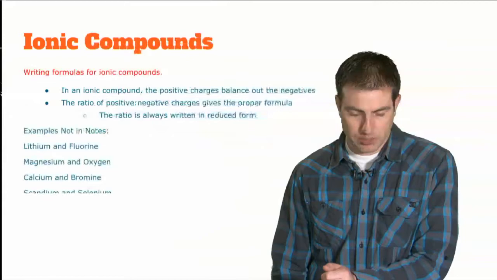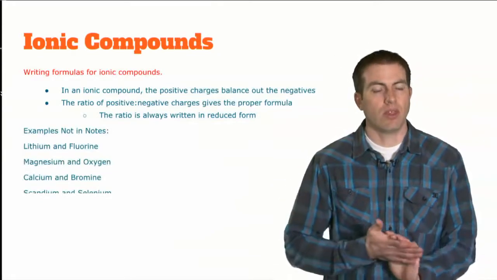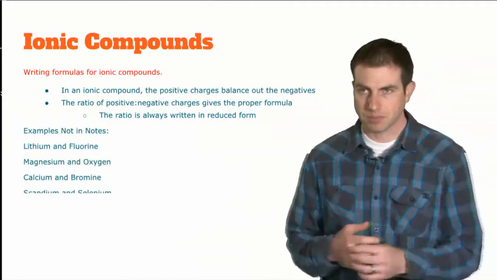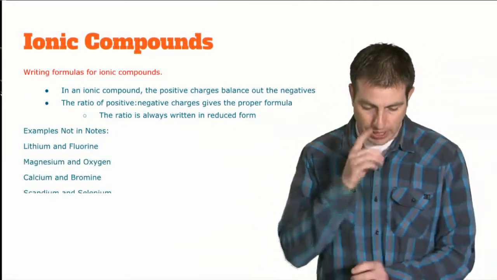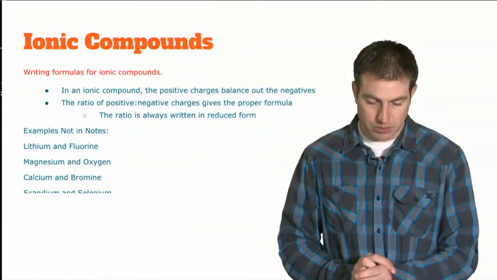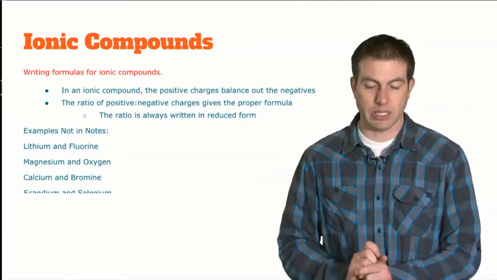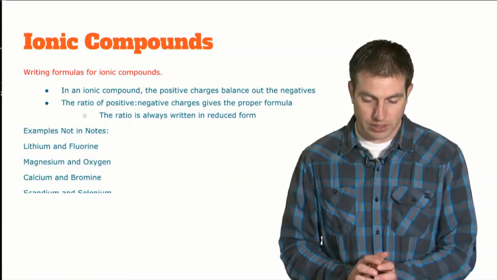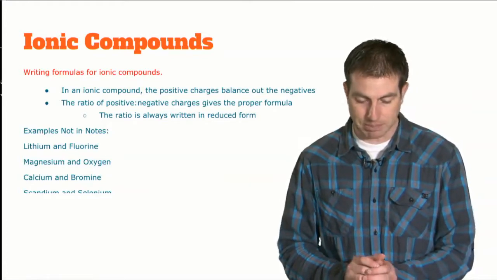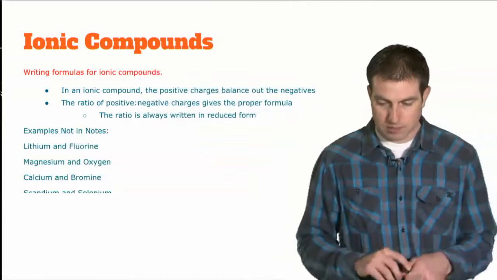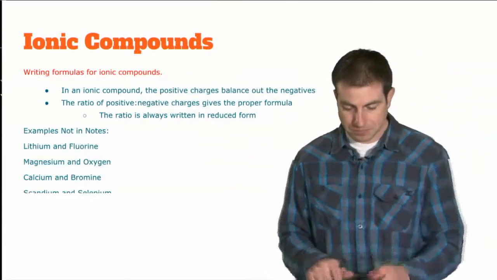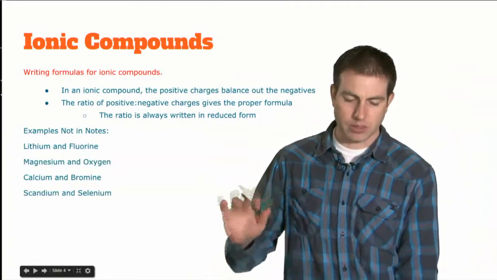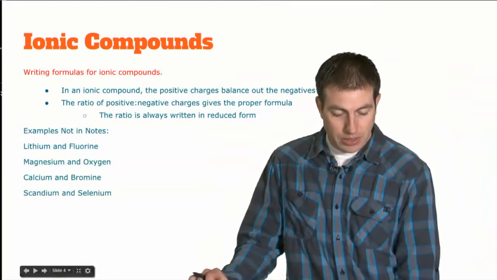I'm gonna go back here. There were some examples that I didn't do that are not in your notes that I want to do, just so we're on the right track. There are 4 examples here. I guess we just did magnesium and oxygen, so we don't have to do that one. So lithium and fluorine, calcium and bromine, scandium and selenium. So let's look at this. I'm just going to do a couple of these really quickly in one note, and then we'll move on, so we maybe see a few more examples. Lithium and fluorine.